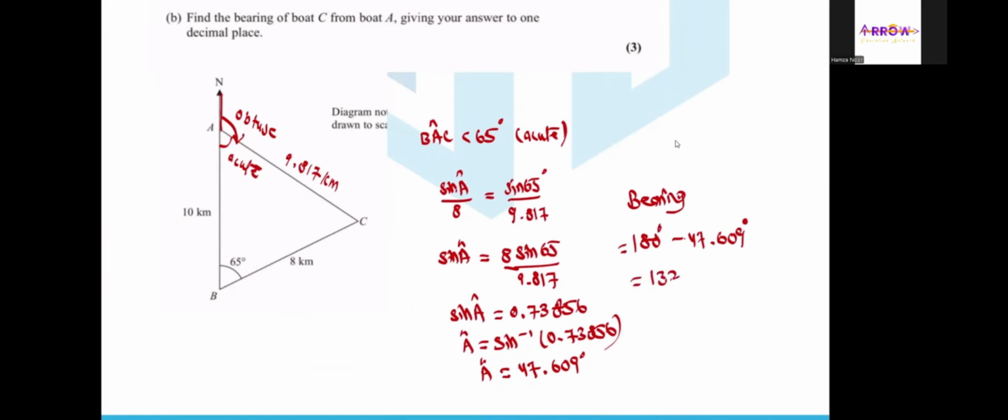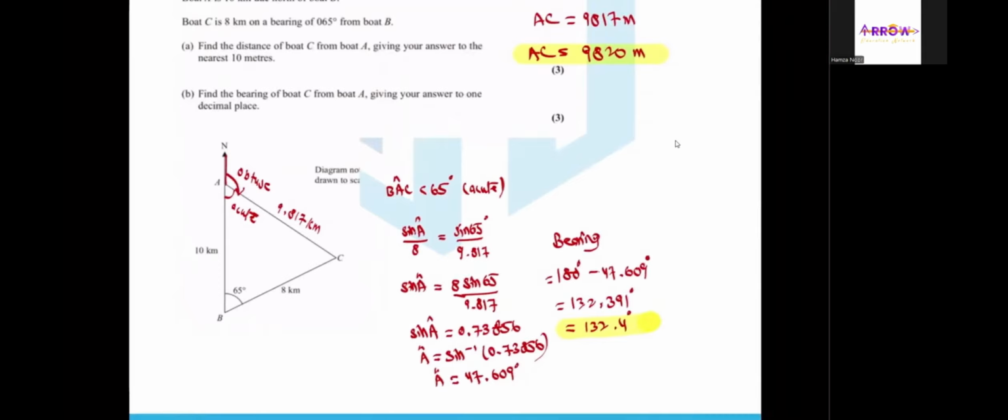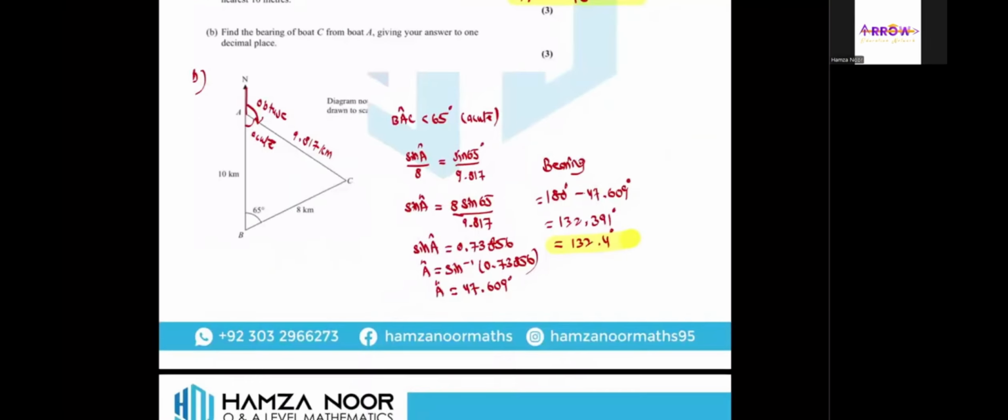132.391 degrees, and correct to 1 dp, 132.4 degrees will be your answer. So this was the requirement of part B. This was question number 9 of this handout, which is June 2014 C12 question number 1. Now moving on to the next question.